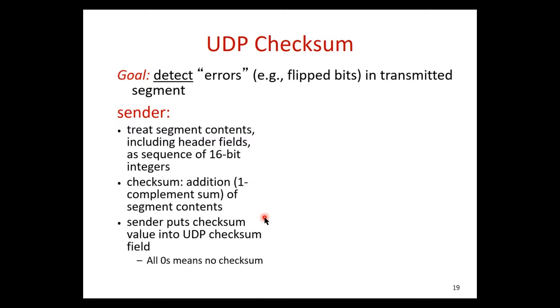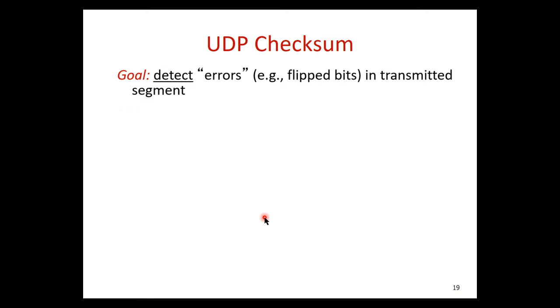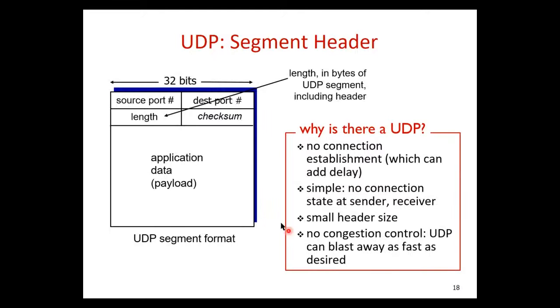Okay, no more. Is it parity bit? No, because the checksum is not a single bit. The checksum is 16 bits. The parity bit is only 1 bit. But it is the same purpose, right? The parity bit is to detect error. The checksum is also used to detect error. But when you use a checksum, you have, in the case of UDP, 16 bits of checksum.